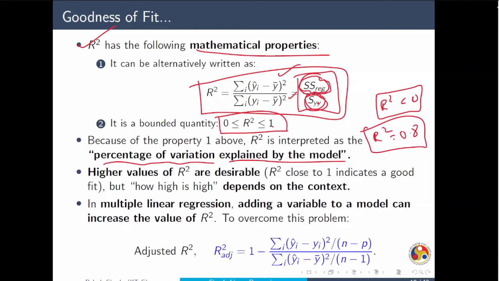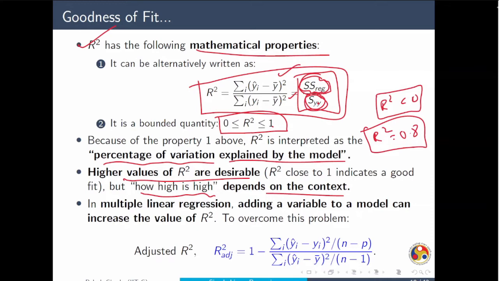So higher R square values are desirable, but how high is questionable and depends on the context. If I'm talking about attending classes and marks, I say that 0.6 is a very good R square. But when ISRO sends a rocket to space, the R square value corresponding to some regression fitting model could be 0.9999, because I cannot afford any small amount of error when dealing with such a high-risk game.